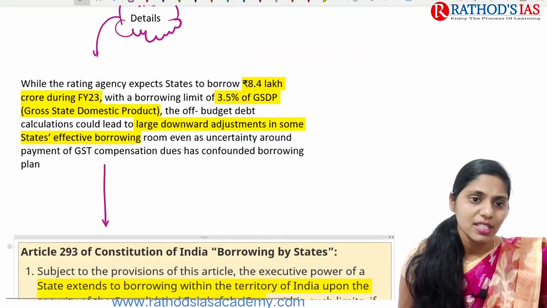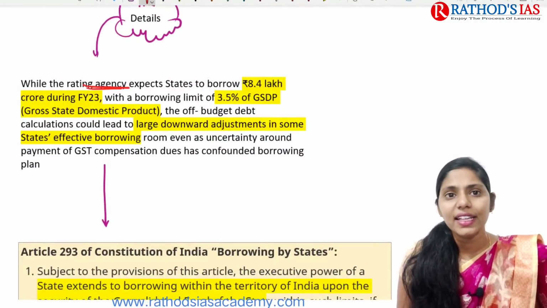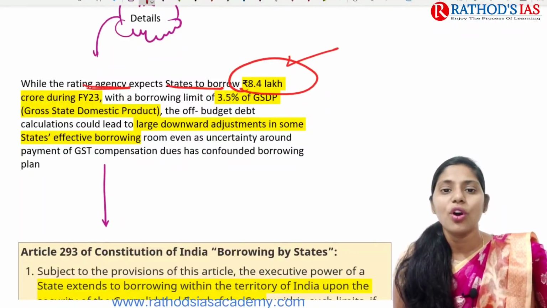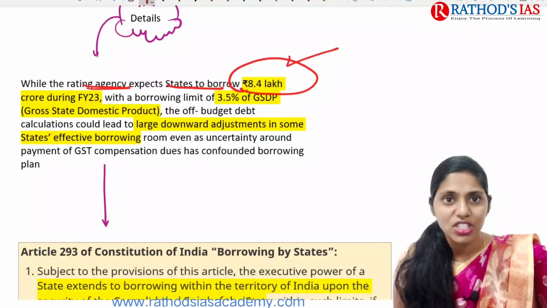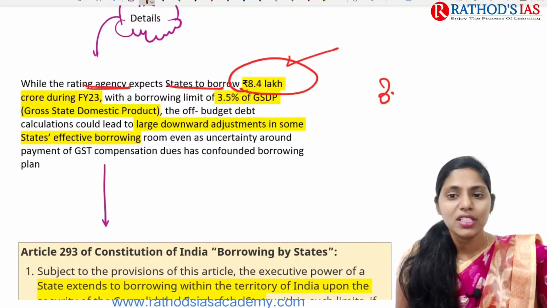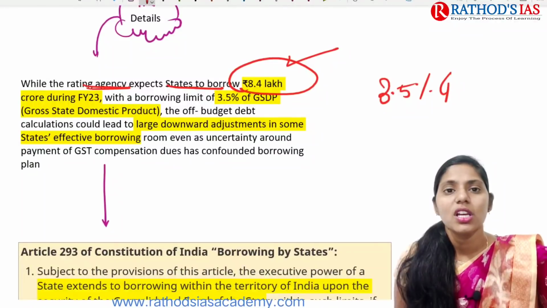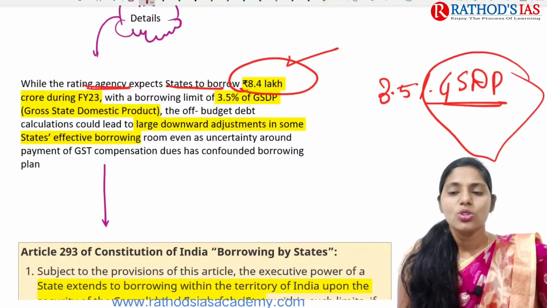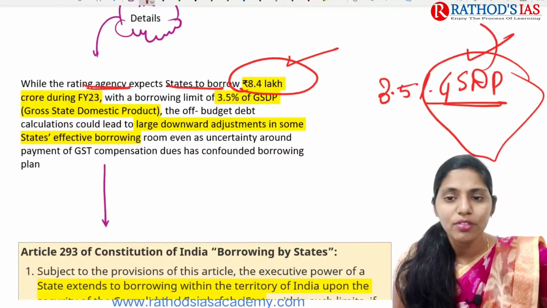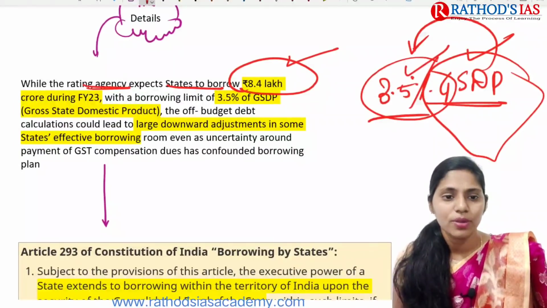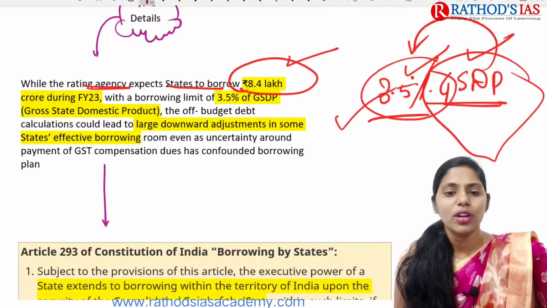If you see the details, it says that the rating agency expects states to borrow about rupees 8.4 lakh crore during this financial year 2023, and the borrowing limit here is 3.5% of the GSDP, that is gross state domestic product. On this gross state domestic product, they can go for borrowing of about 3.5%. This is one important thing.